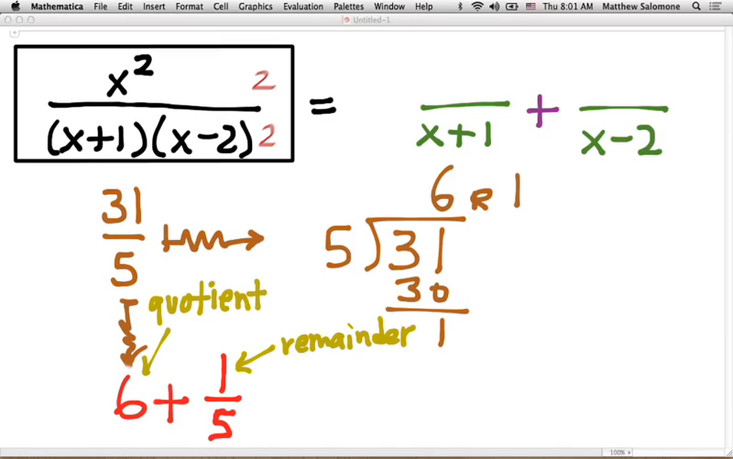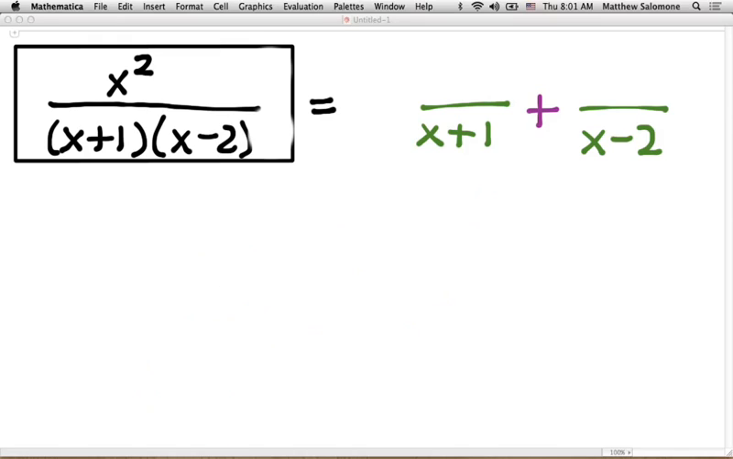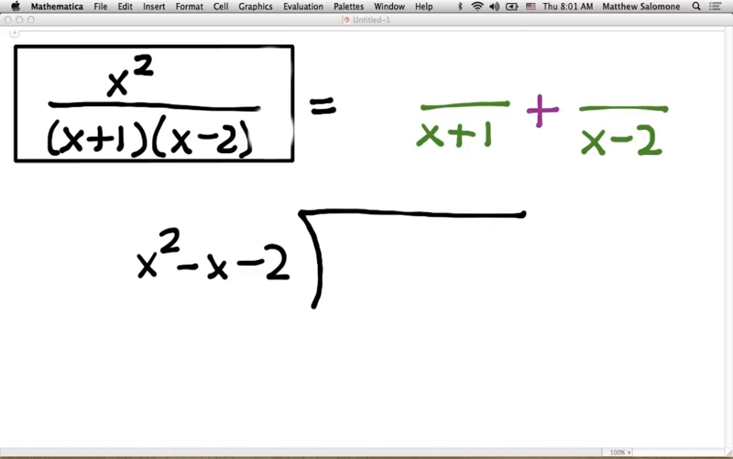And it's exactly the same process for an improper rational expression like this one. So we're just going to do a division problem. Ironically enough, these division problems are simpler to do when the denominator is multiplied out instead of factored. So let's multiply out our denominator and then go from there. Our denominator, when multiplied out, is x squared minus x minus 2. So that's our divisor, and our dividend is x squared. So here's our division problem that we have to do.